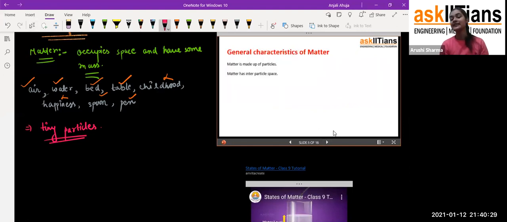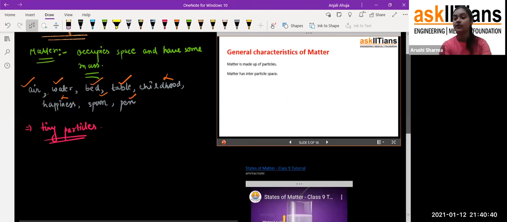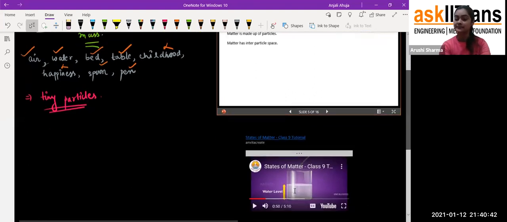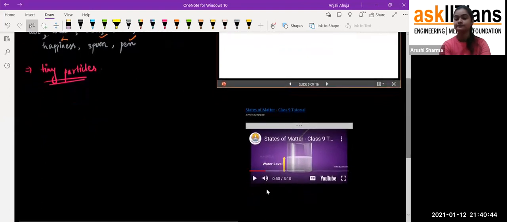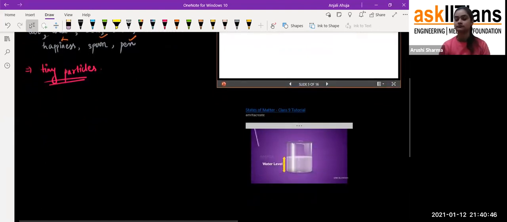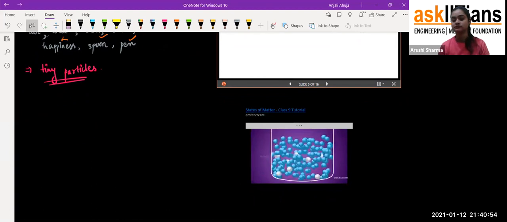Now, how can we say that matter is made up of particles? Yes, students, matter is made up of particles, and these particles have space between them. We are going to look at this video in which you can observe one of the experiments. When we dissolve salt in water, the particles of salt get into the space between the particles of water. Also, you will observe that there is no change in the water level. Thus, we have found that particles have space between them.